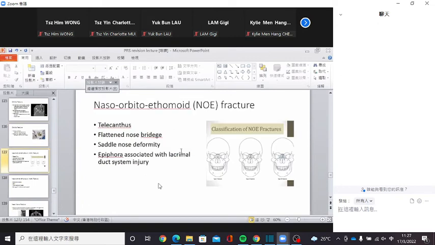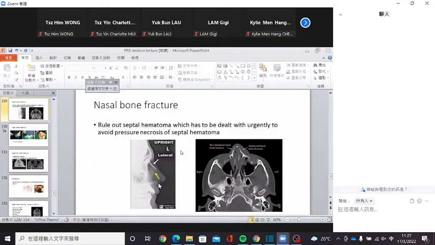So NOE fractures are uncommon as well. Nasal bone fracture, this one is very common. So X-ray could make the diagnosis. You can see there's the break at the nasal bone. Initially, because of the soft tissue swelling, you might not see the deformity. But if you palpate on it, then you might feel a snapping of the bone.